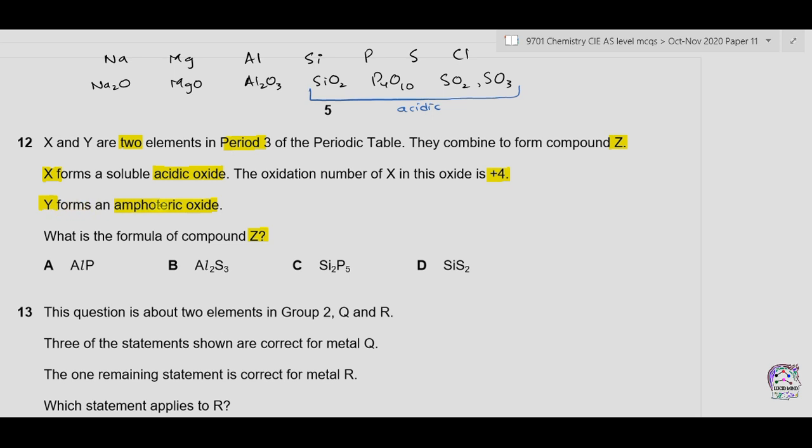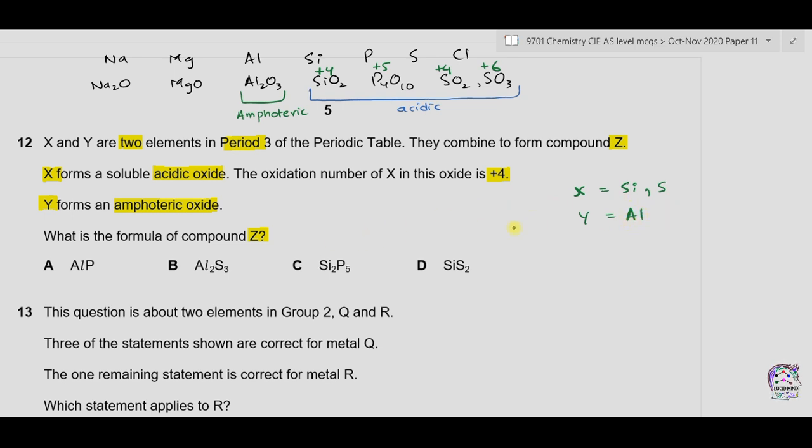And it says Y forms an amphoteric oxide. The only oxide in period 3 which is amphoteric in nature is aluminum oxide. The oxidation number of X is given as +4. Let's find the oxidation states. In silicon we have +4. In phosphorus oxide we have +5. In sulfur dioxide again we have +4, and in sulfur trioxide we have +6. So from these observations we can say that element X could be silicon or sulfur. Element Y would be aluminum.